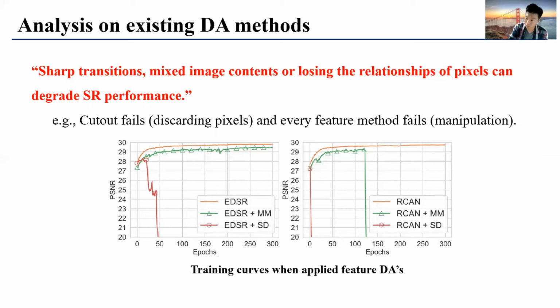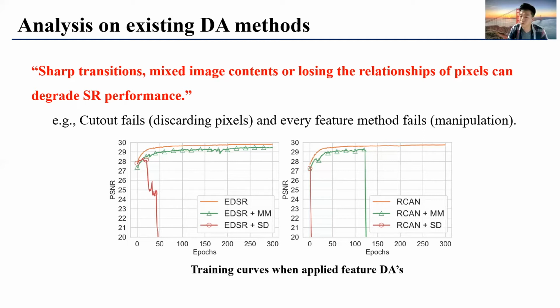For low level vision tasks, I will first focus on super resolution for convenience. What I first found is that sharp transitions and mixed image content, so losing the relationship between the pixels, can significantly degrade image restoration performance, which is quite intuitive. Even more, feature domain methods, like dropout, which perturb the feature domain and improve generalization so your model performs better when tested in the wild, turned out to be so detrimental for low level vision tasks. That was what I found.